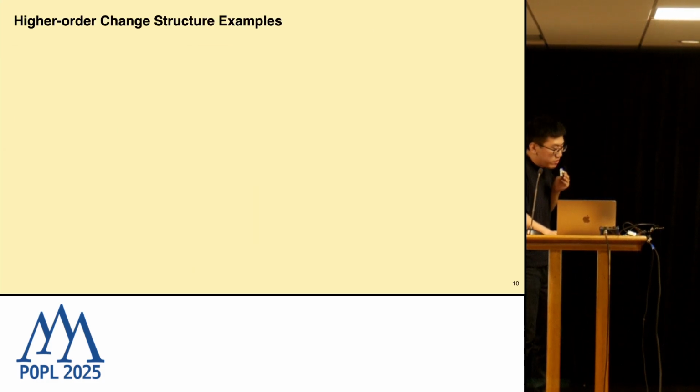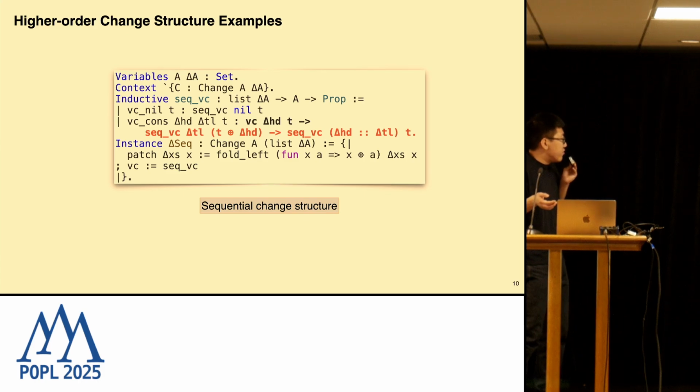We can also build some higher order change structures. For example, if we have already defined a change structure A and delta A, we can also define a change structure which applies a sequence of valid changes to a value of type A.